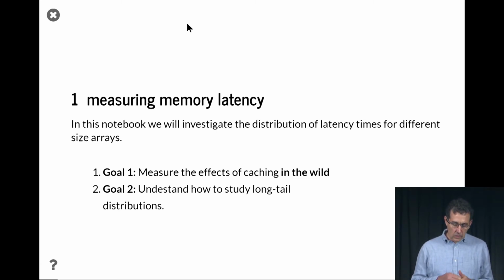The second goal is to understand how to study long-tail distributions. A lot of these distributions we're talking about here have long tails, and it requires some care to understand how to deal with those.